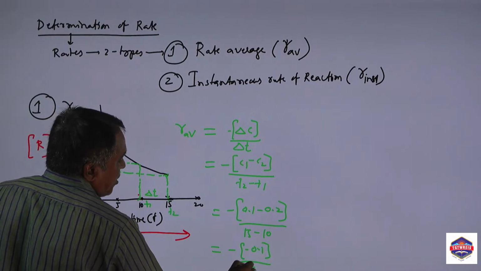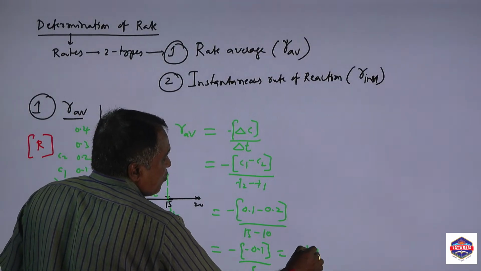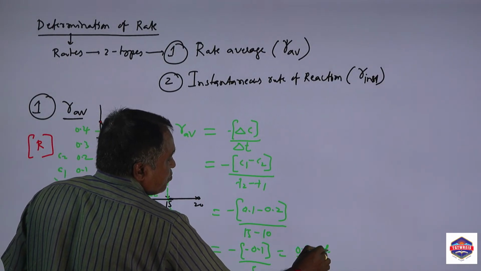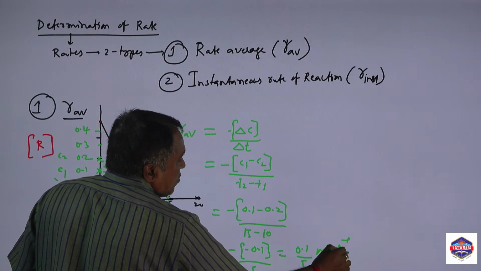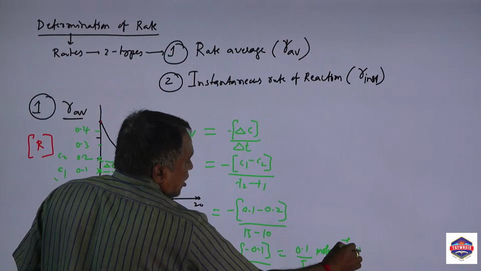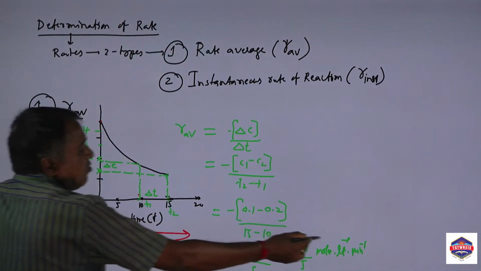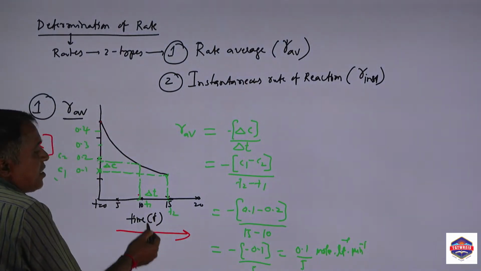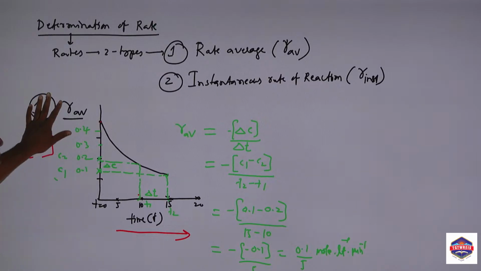By this is 5. So it is equal to 0.1 by 5. This is mole liter inverse, because it is a rate: mole liter inverse and minute inverse or second inverse, whatever it is. If you take this in minutes, it will be minutes. If you take this in seconds, it will be in seconds. So this is the way of average rate.